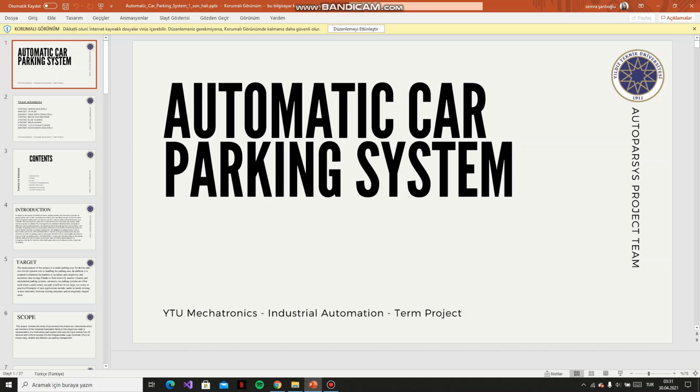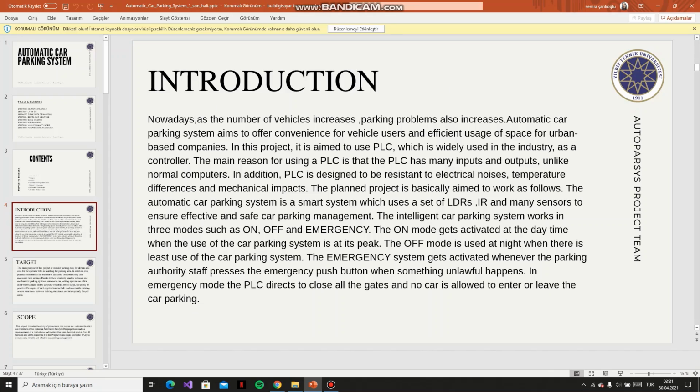Our project is an automatic car parking system. Nowadays, as the number of vehicles increases, parking problems also increase. An automatic car parking system aims to offer convenience for vehicle users and efficient usage of space for urban-based companies. In this project, it is aimed to use a PLC, which is widely used in the industry, as a controller.